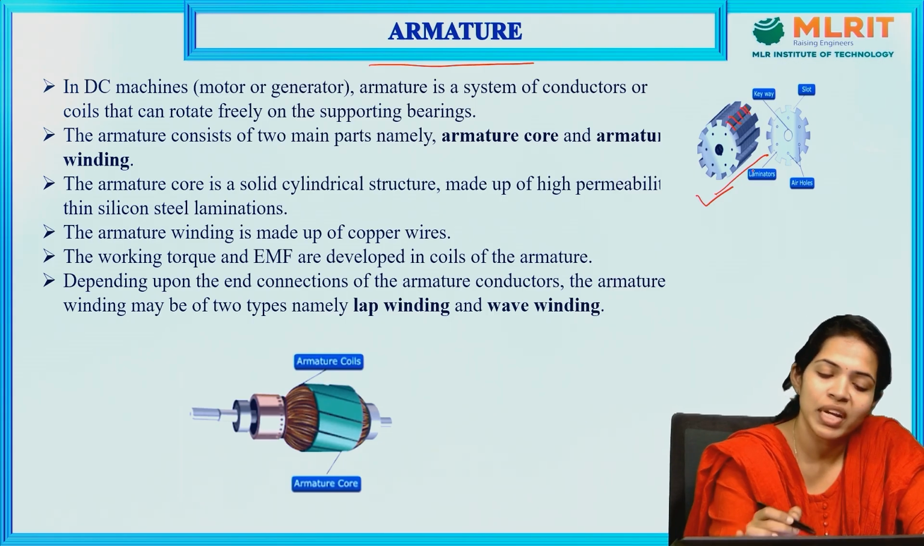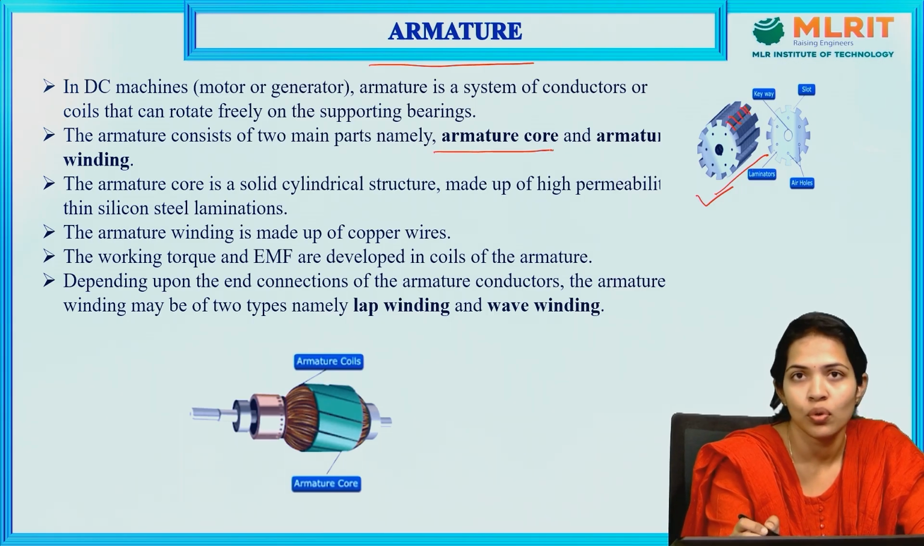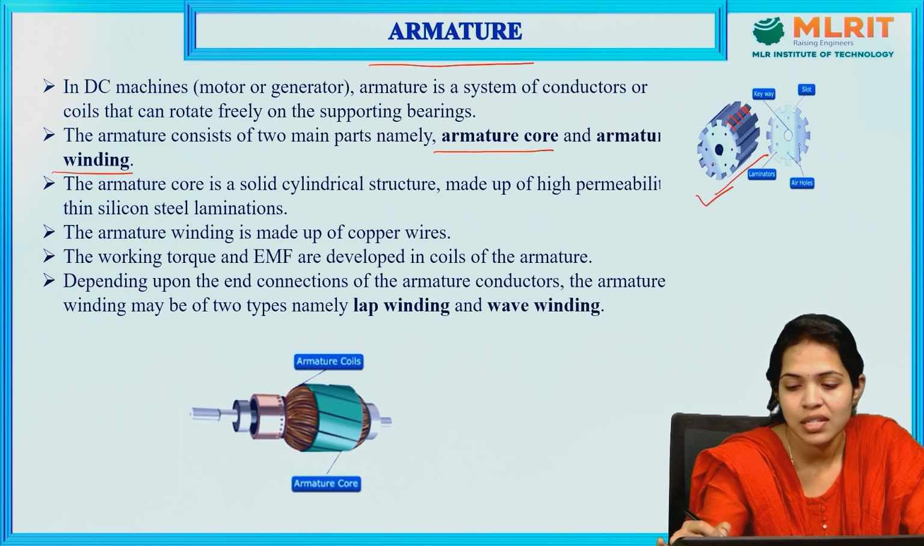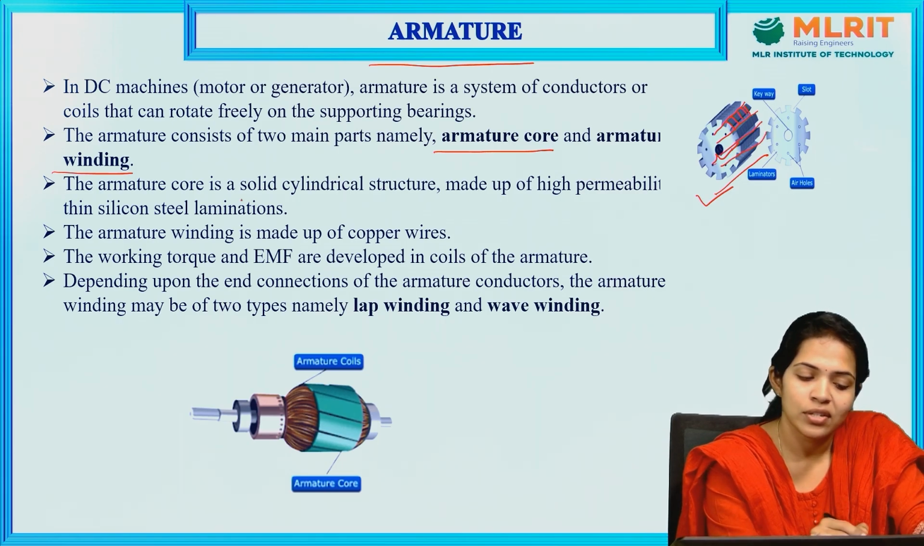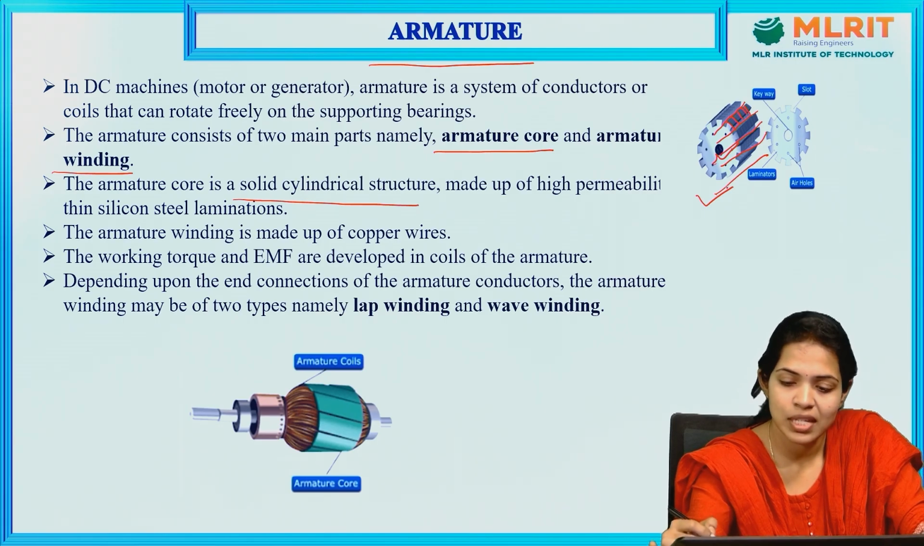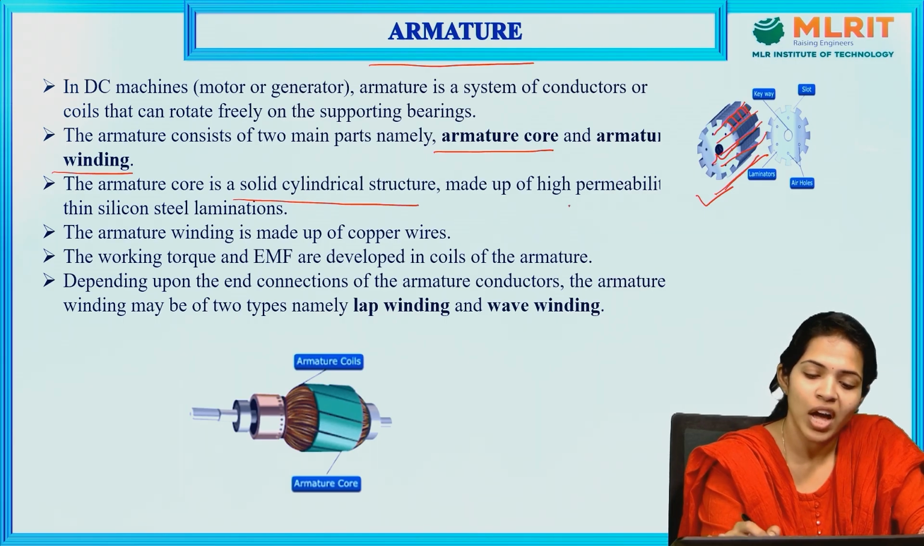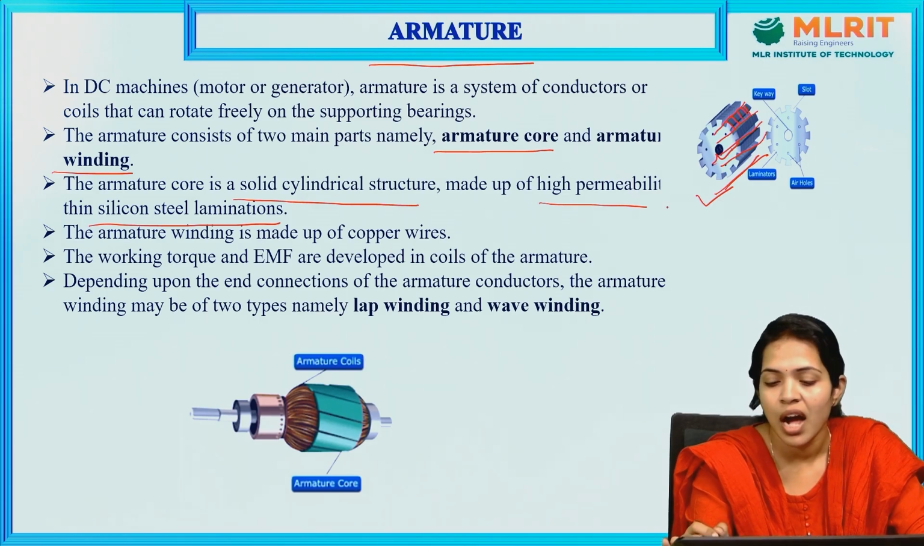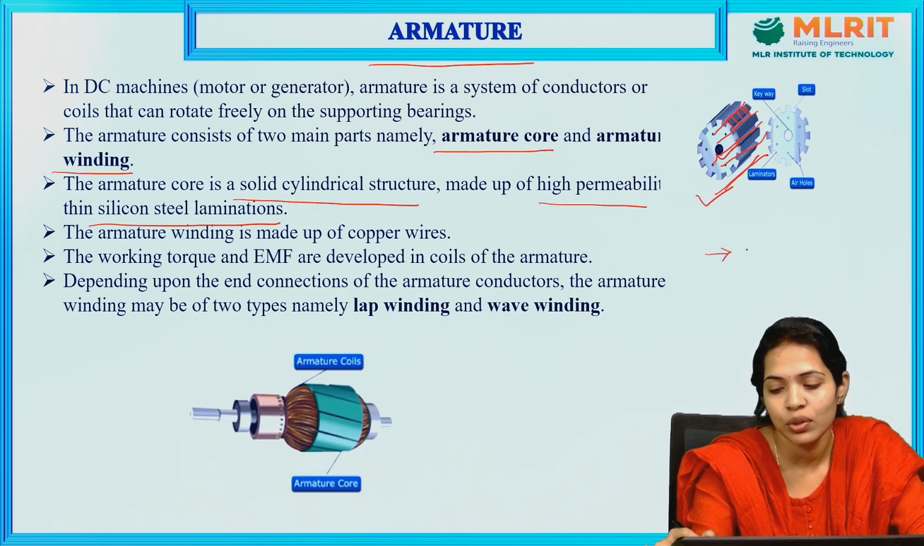So the armature mainly consists of two parts, armature core and armature winding. This is nothing but your armature core. The windings which are wound in the slots are nothing but your armature windings. It is a solid cylindrical structure which we can see from here, which is made up of high permeability silicon steel laminations. Again, the laminations here are to avoid or reduce the eddy current losses in this rotating part of the machine also.